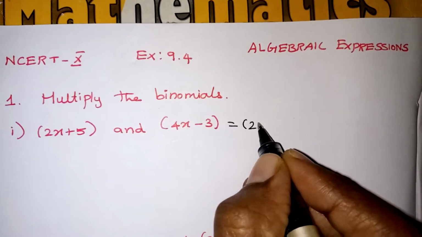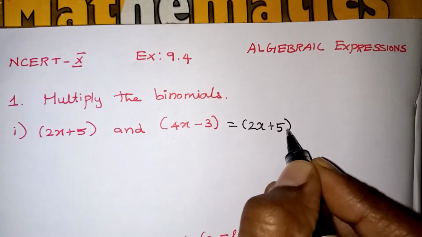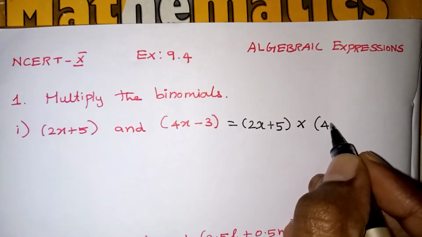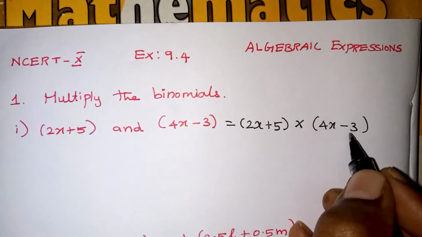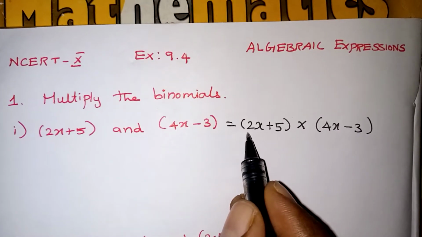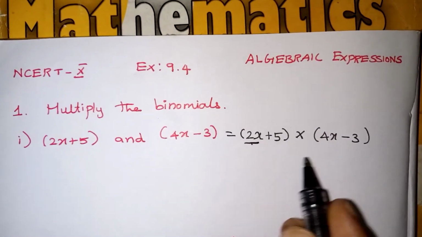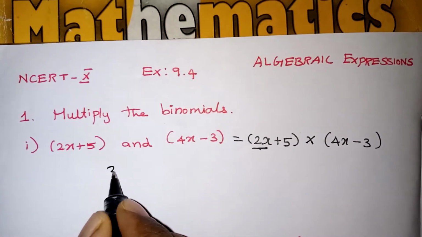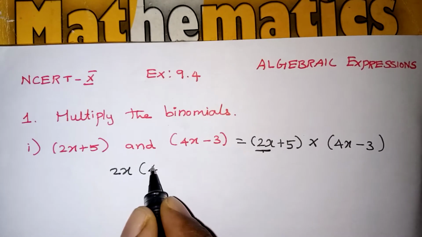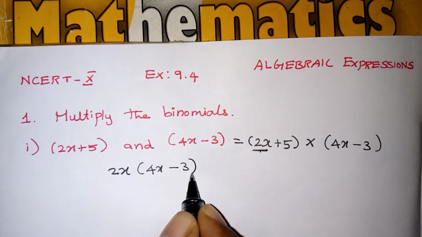That means that is 2x plus 5. We are going to multiply with 4x minus 3. That is the first step. Now this is the first term, 2x. This 2x should be multiplied with the second term, the whole term. So we have to write it as 2x multiplied by 4x minus 3. That is the first step.